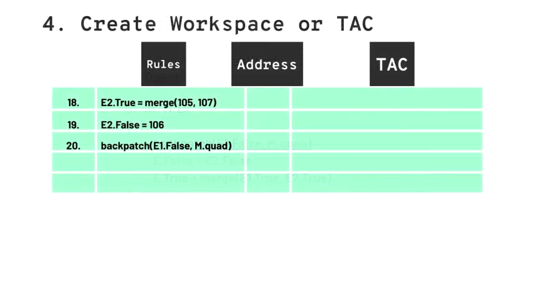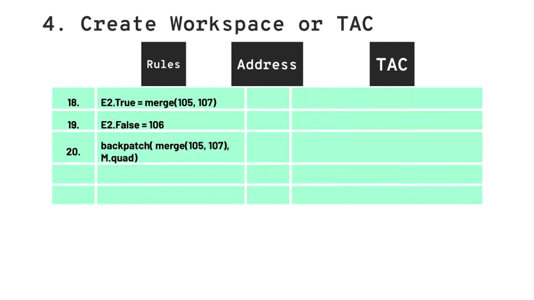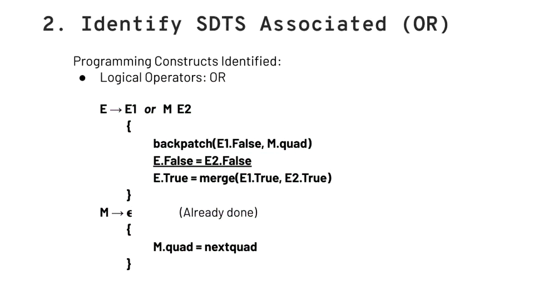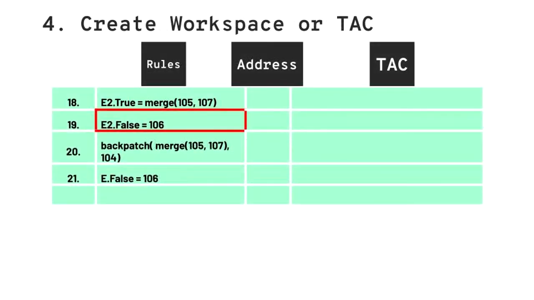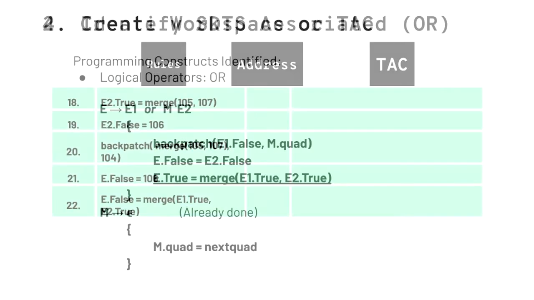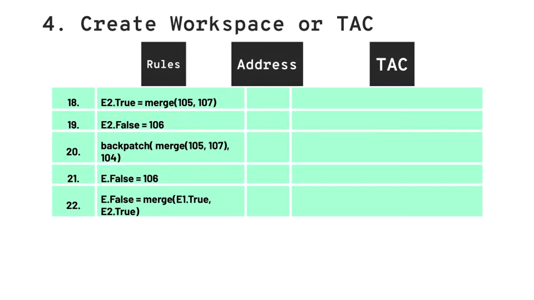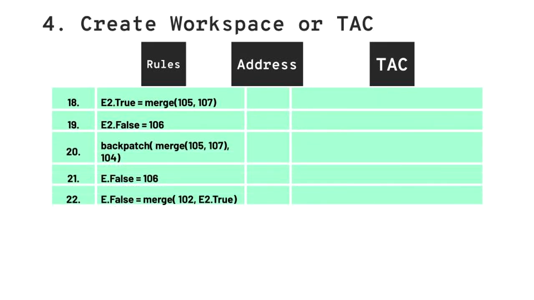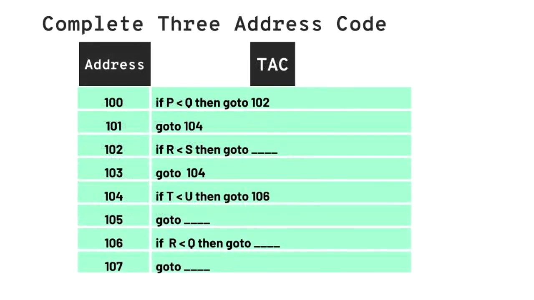E1.false is merge of 101 and 103. M.quad is 104. We can write the backpatch merge of 101, 103 and 104. Go back to lines with addresses 101 and 103 and write 104 in the empty space. For next line, E2.false is 106. So E.false will be 106. Again, E.true is merge of E1.true and E2.true, where E1.true is 102, E2.true is merge of 105 and 107. This is the final 3 address code.